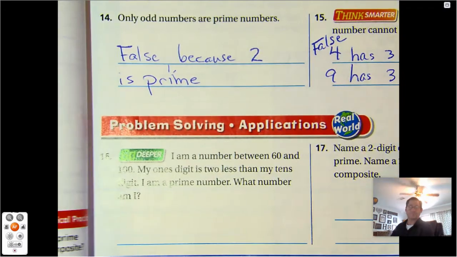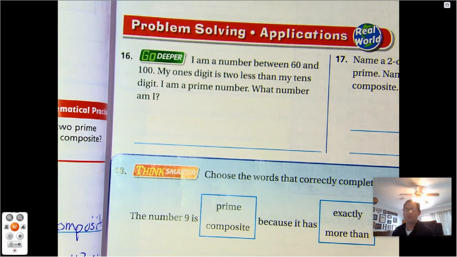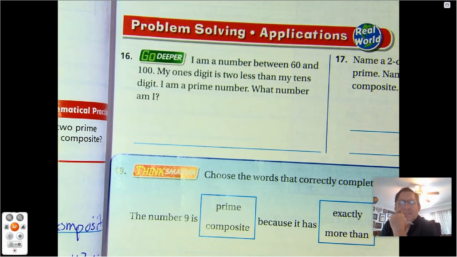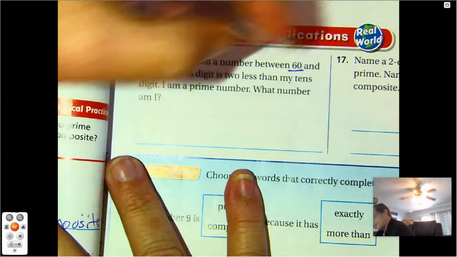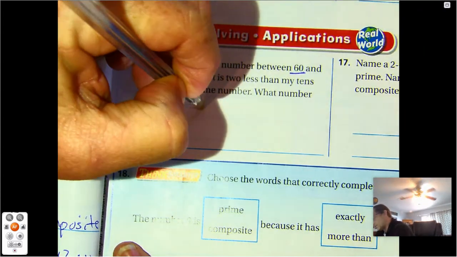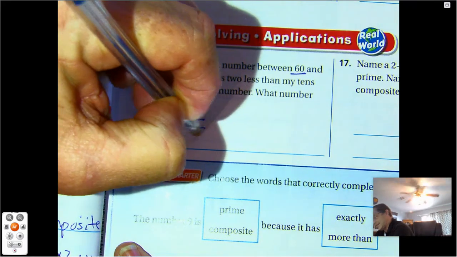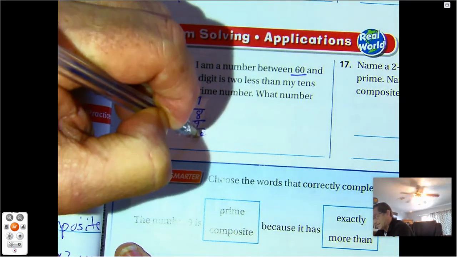16. I am a number between 60 and 100. My 1's digit is 2 less than my 10's digit. I'm a prime number. What number am I? Okay, so there's a bunch of big clues here. I'm between 60 and 100. So that tells me a lot of possibilities for the 10s. I can only be a 70, an 80, or a 90. I only have 3 possibilities.